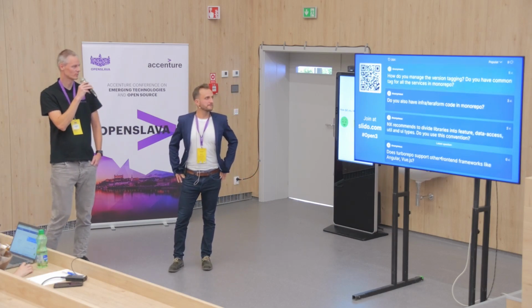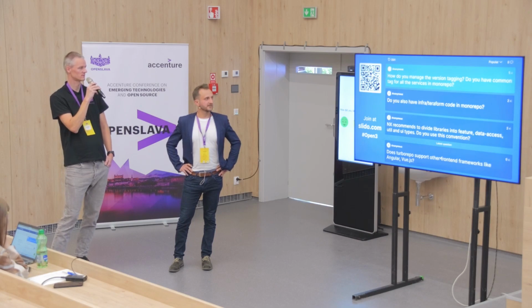Okay, I can go to the next one. How do you manage the version tagging? Do you have a common tag for all the services in a monorepo?